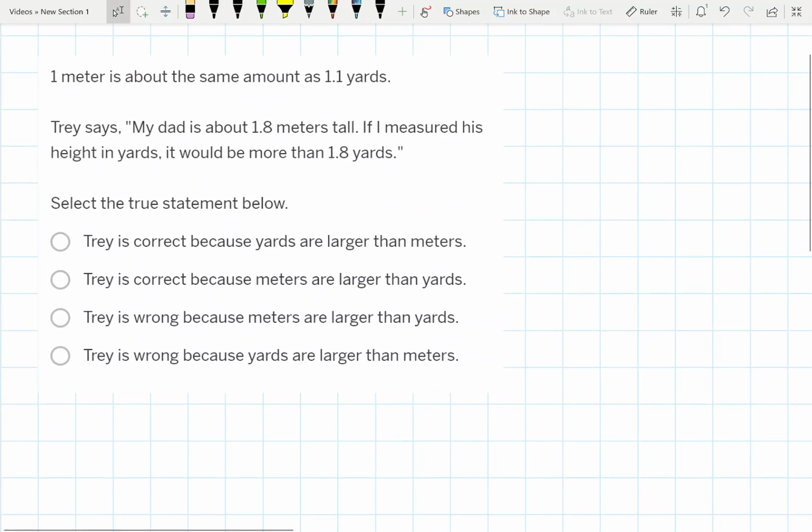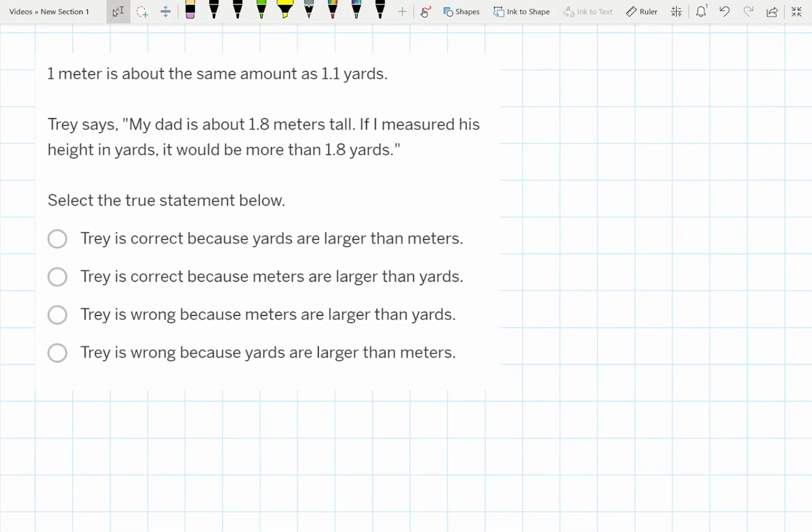It says 1 meter is about the same amount as 1.1 yards. Trey says, my dad is about 1.8 meters tall. If I measured his height in yards, it would be more than 1.8 yards. So we want to find the true statement.